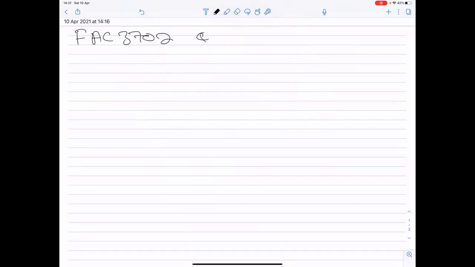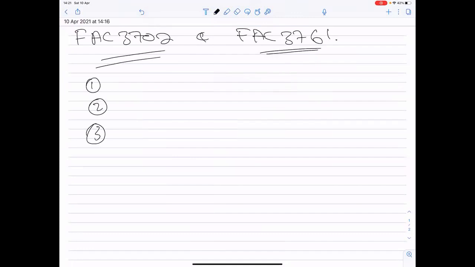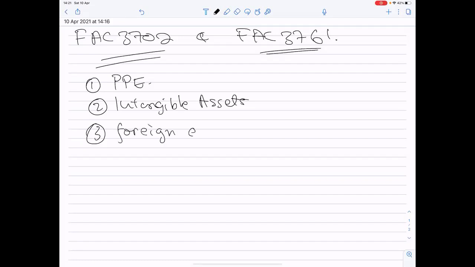FAC3702. I'm also referring to FAC3761. So in this module now, the topics that are key, it is three topics that you will always find in the examination. You are going to find property, plant, and equipment. You are going to find intangible assets. You are also going to find the foreign exchange differences. Are we together? So basically, these are the three main topics that we are going to be covering.